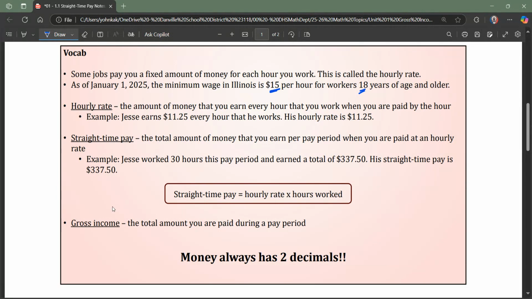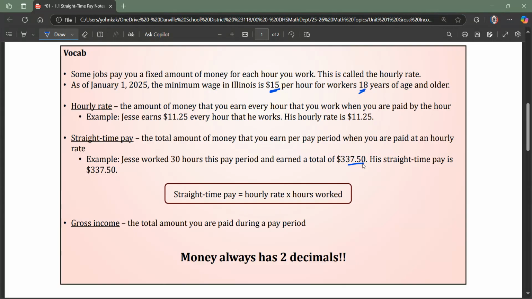Another vocab word, straight time pay. This is the total amount of money that you earn per pay period when you're paid at an hourly rate. So for example, if Jesse worked the job 30 hours this pay period and earned a total of $337.50, his straight time pay is $337.50.